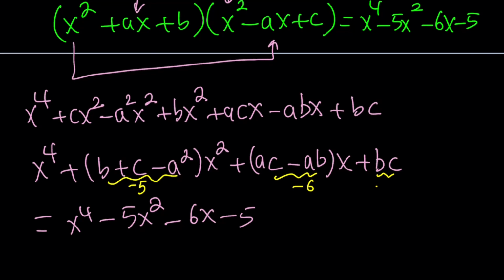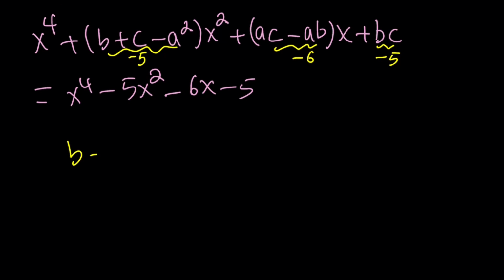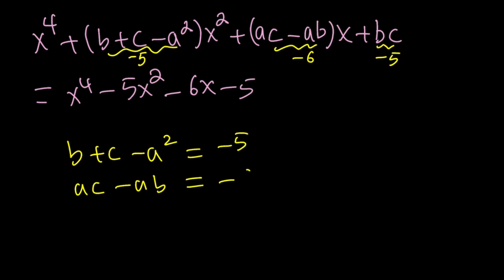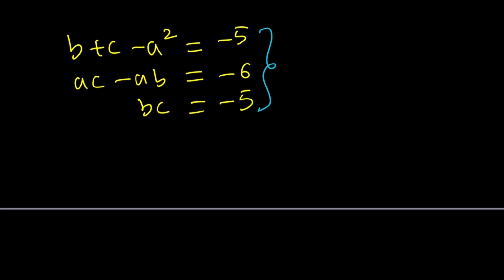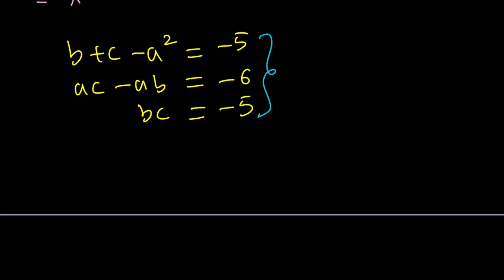And this is going to be negative 5. A lot of negativity, right? So let's go ahead and write each of these. b plus c minus a squared is negative 5. AC minus AB is negative 6, and BC is negative 5. Okay, great. So 3 variables and 3 equations. So that should be solvable, right? Yes, but not with ease.